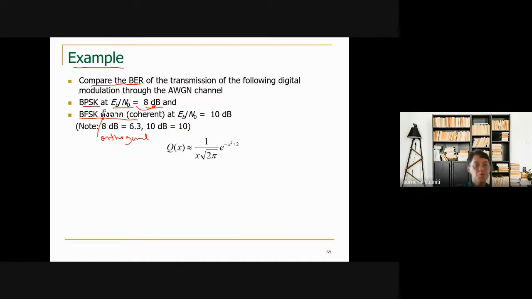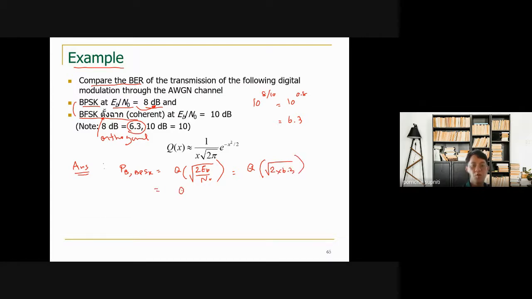Let's do this example quickly. For BPSK, the probability of bit error of BPSK equals Q of square root of 2 Eb over N0. Eb over N0 is 8 decibel. We have to convert to the non-decibel value, which is 10 to the 8 over 10, or 10 to the 0.8, which is 6.3. We don't put the decibel value in the formula. So this will be Q of square root of 2 times 6.3, or Q of square root of 12.6.